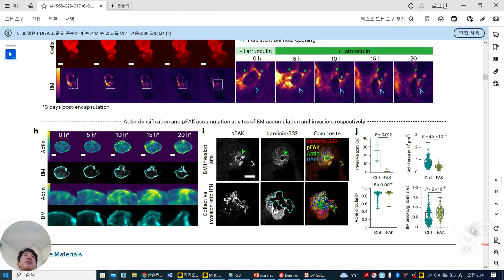That is not the meaning of a different position of the cell, but accumulation means the distribution. Yeah, distribution of the basal membrane. From homogeneous to inhomogeneous. Yeah, right.